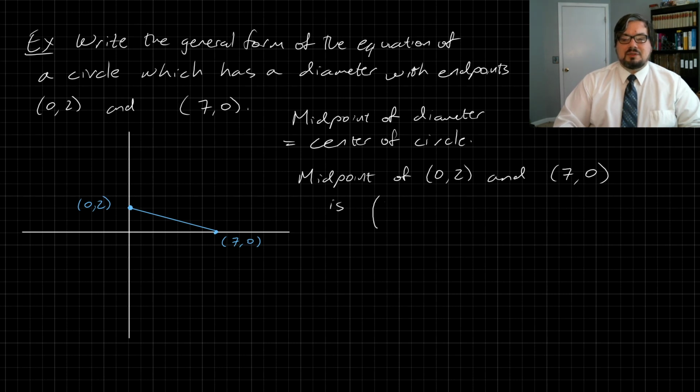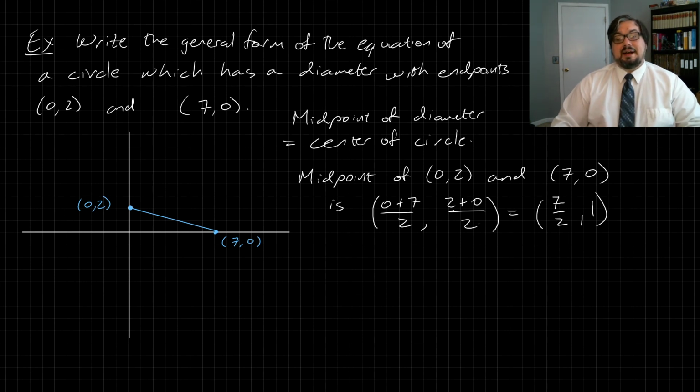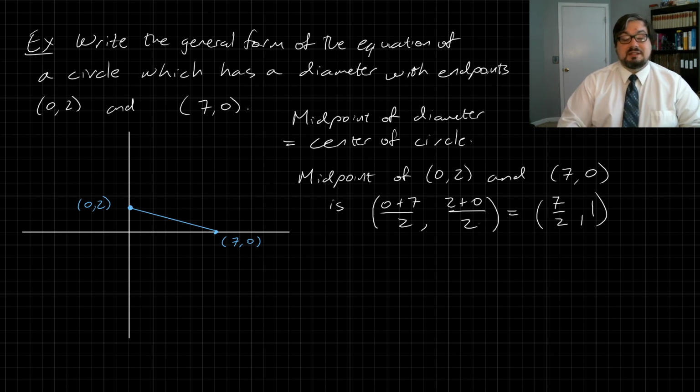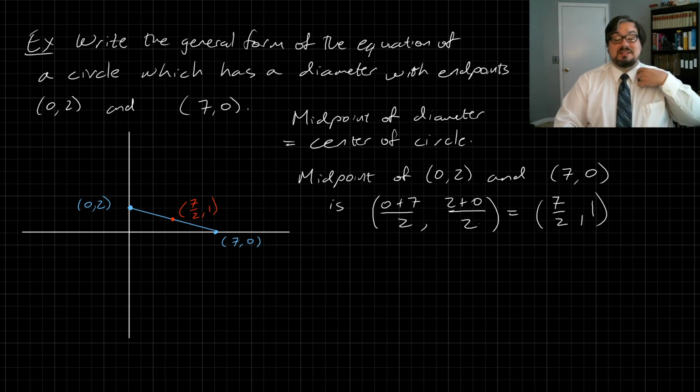And remember that the way that we do this is we basically just take the average of the x coordinates, the average of the y coordinates, and that gives us the midpoint of the diameter, which is the center of the circle. So for us, that means that this point 7/2, 1 is actually the center of the circle.